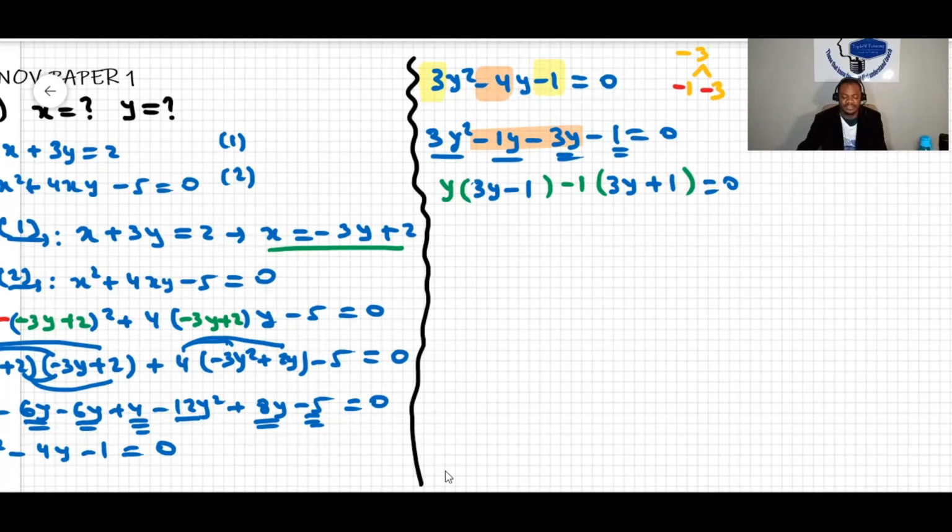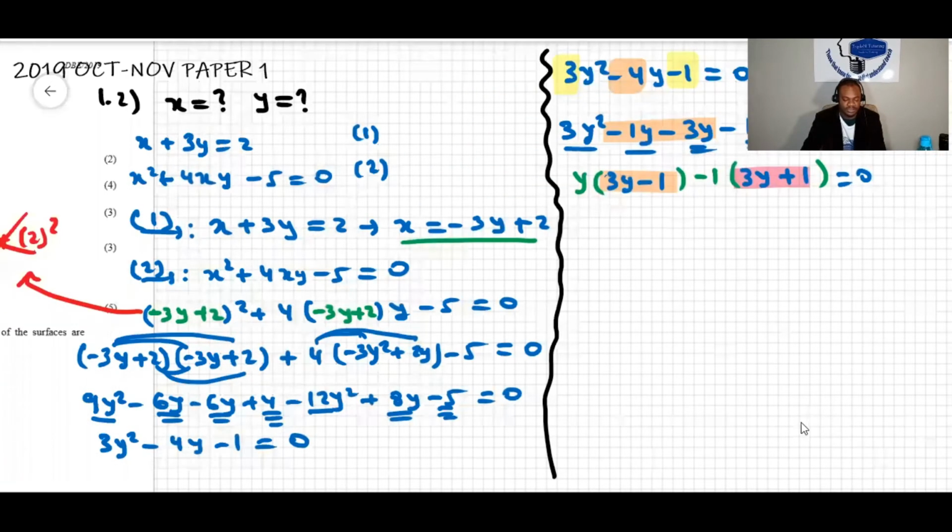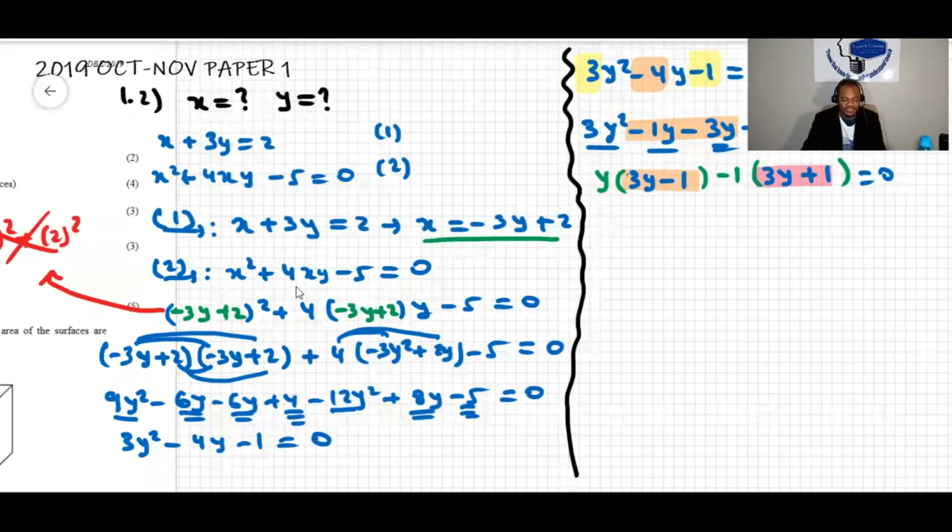Now, the fact that what is in the brackets here are not the same, then I realized that something is wrong in my calculations. So either I selected the wrong factor, or I factorized wrong here, or maybe my equation here was wrong. Let me double check the equation over here again. We had x squared plus 4xy minus 5, so that's x squared, okay?